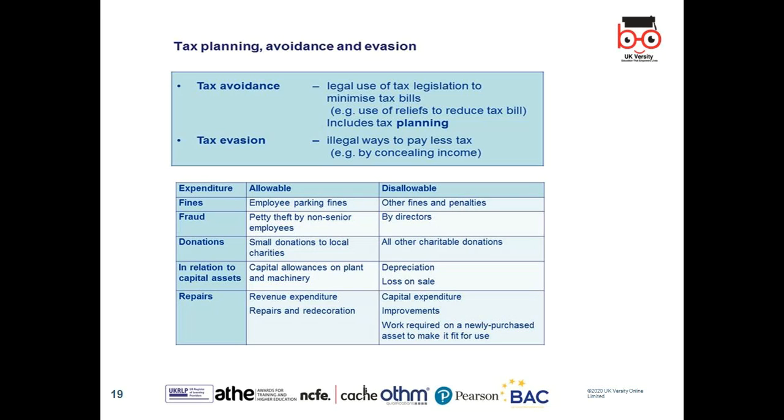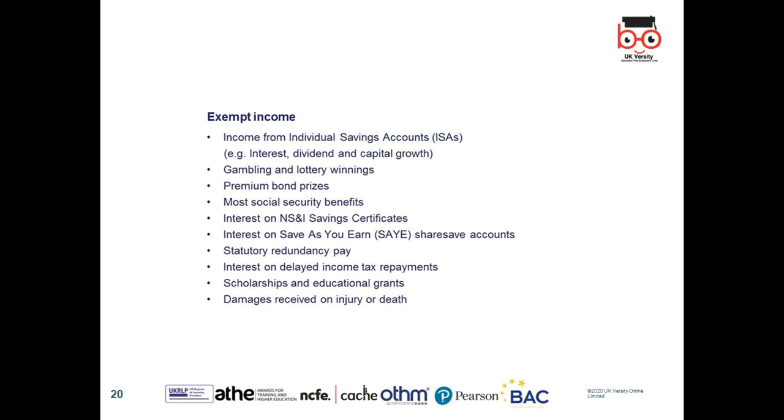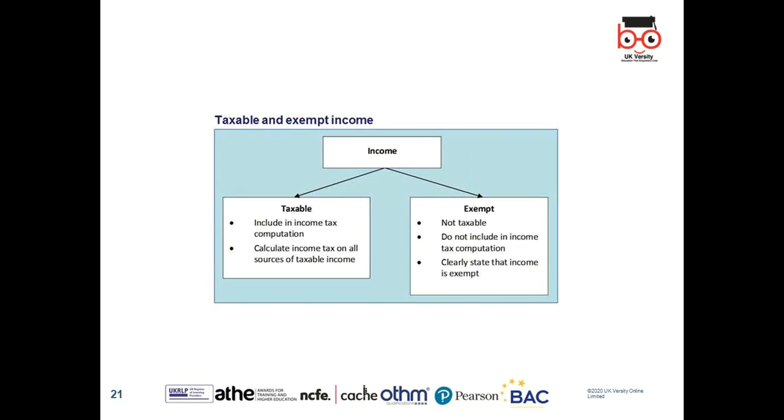Donation, correct. If it's a small donation to a charity, you can claim. Some national savings investments are exempt. Redundancy salary is exempt. If you win the national lottery, it is exempt; you don't have to pay tax on it. Then we have taxable income and employment income. We need to calculate it and deduct the exempt items.